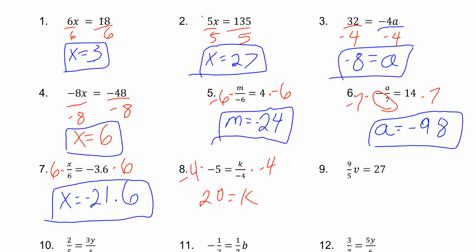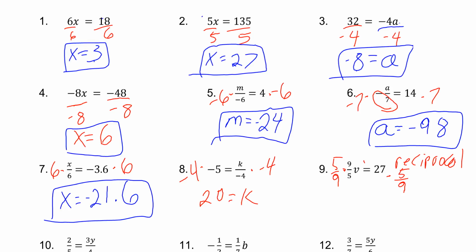So what we're going to do on this one is we're actually going to multiply by what's called the reciprocal. We're going to multiply both sides by 5 over 9. Now, 5 times 9 is 45. 9 times 5 is 45. 45 divided by 45 is 1. So we're left with just 1v on the left side of the equal sign.